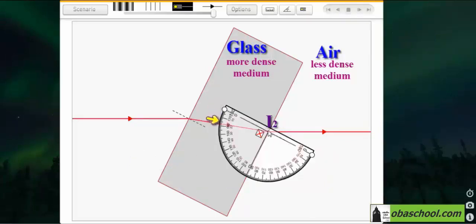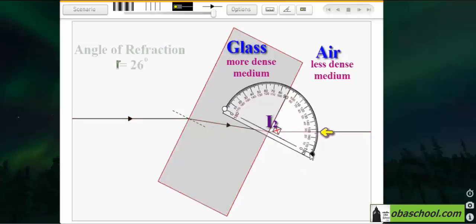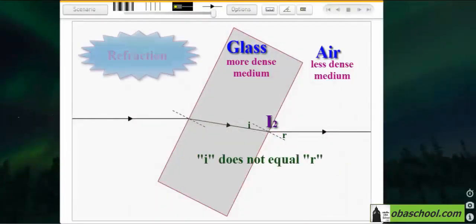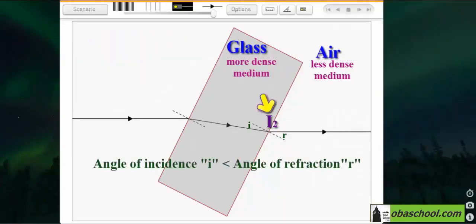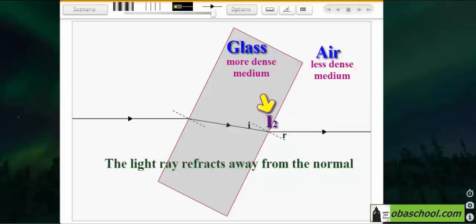By measuring again, the incident angle will be 17 degrees, and the angle of refraction will be 26 degrees. For sure, I is not equal to R in refraction, as we already said. So here the angle of incidence I is less than the angle of refraction R. Therefore, we say when light passes from a more dense medium to a less dense medium, the light ray refracts away from the normal.